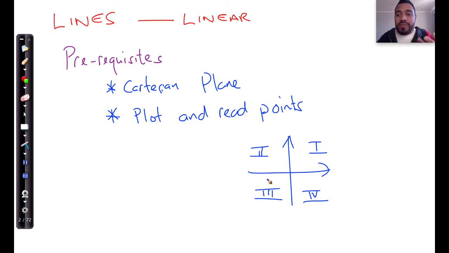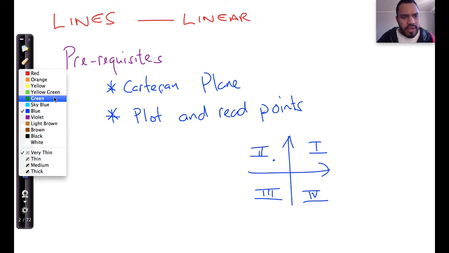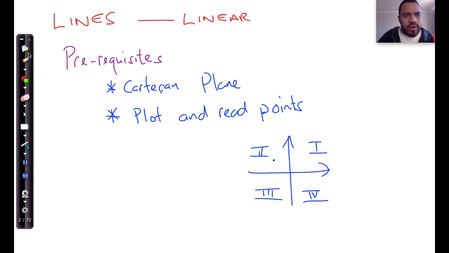And I expect you to be able to read points. For example, you should be able to tell me that's negative 2, and possibly positive 1. Okay, and that should be its coordinates. Okay, so those are the prerequisites for this lesson, things that you should know about the Cartesian plane and also plotting and reading points on a Cartesian plane. Okay, so let us go into how we're going to do this lesson.